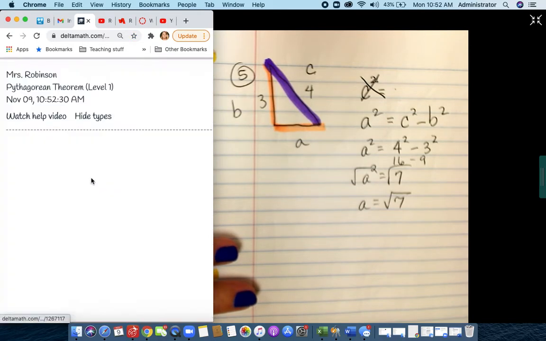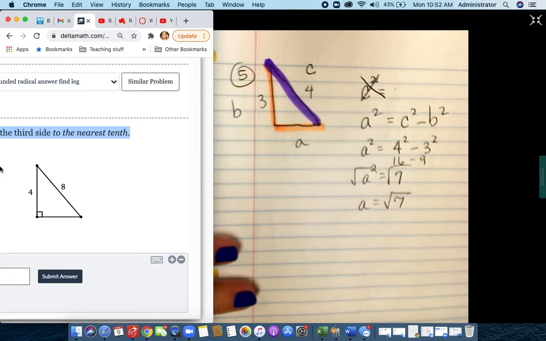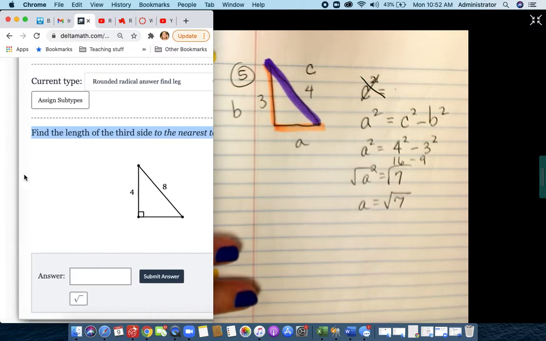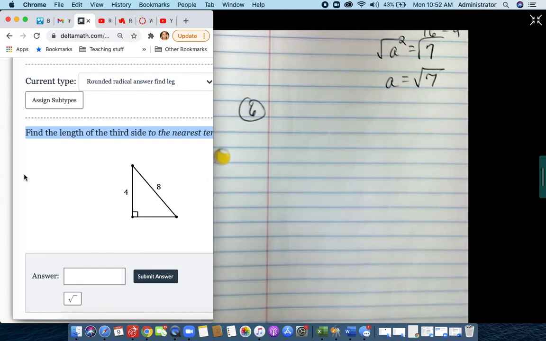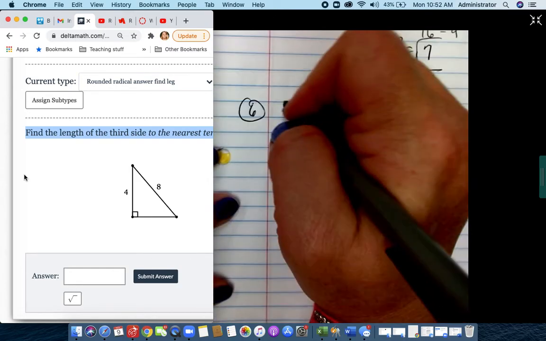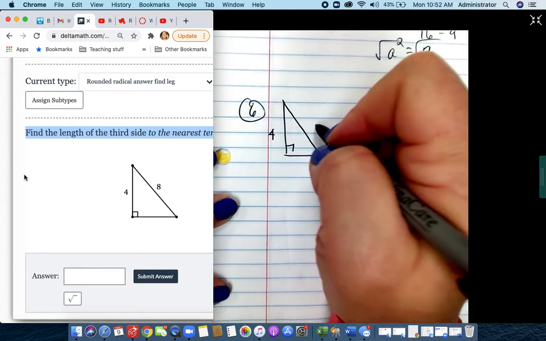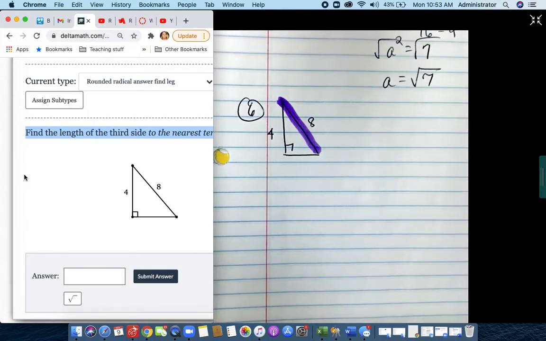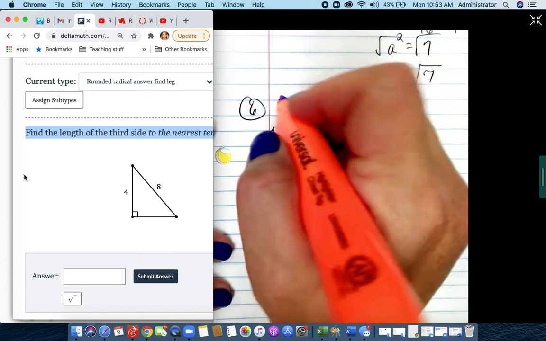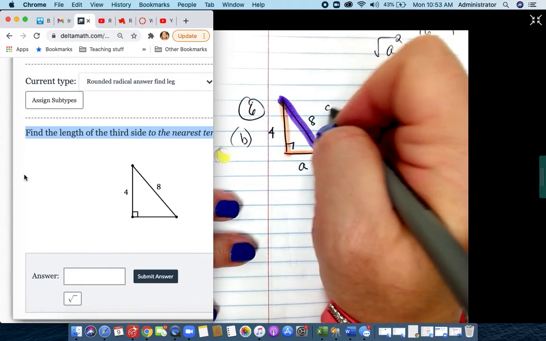And now, last one, it says find the length of the side to the nearest tenth, which means I'm probably going to get an irrational number. I just have to round. So for number 6 in my notebook, let me focus it for you a little bit. I'm going to draw in my right triangle. I have a leg of 4 and a hypotenuse 8. So again, I'm trying to find the measure of another leg. Just out of habit, I'll call that A.